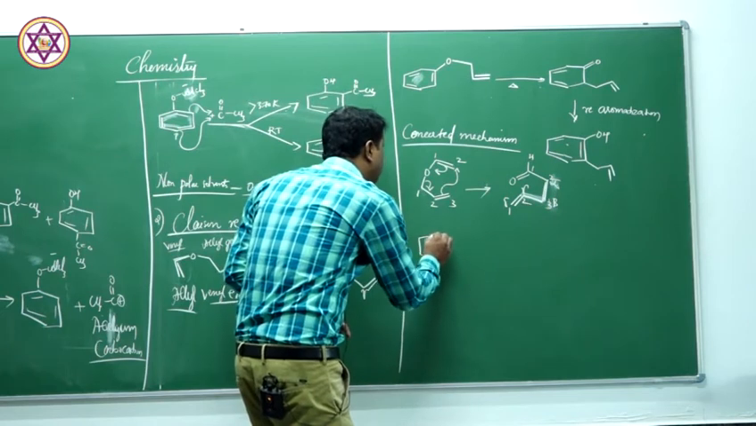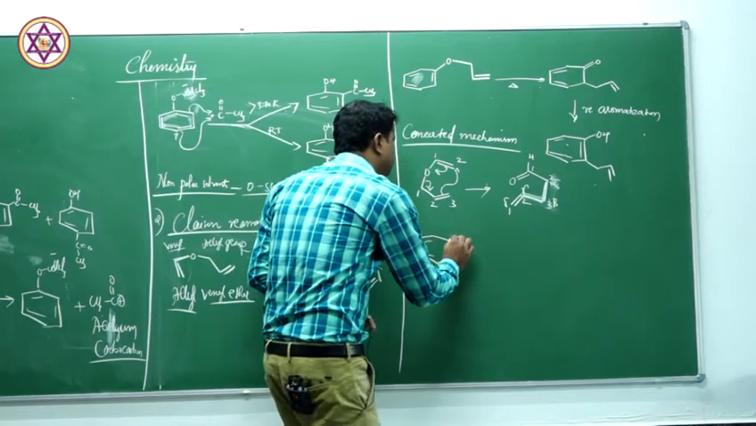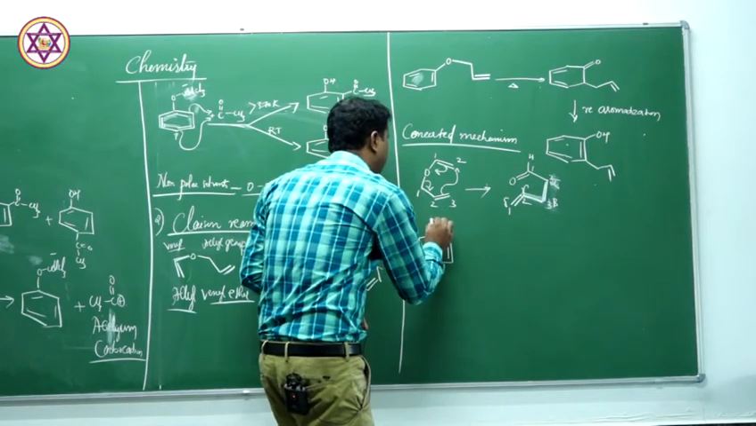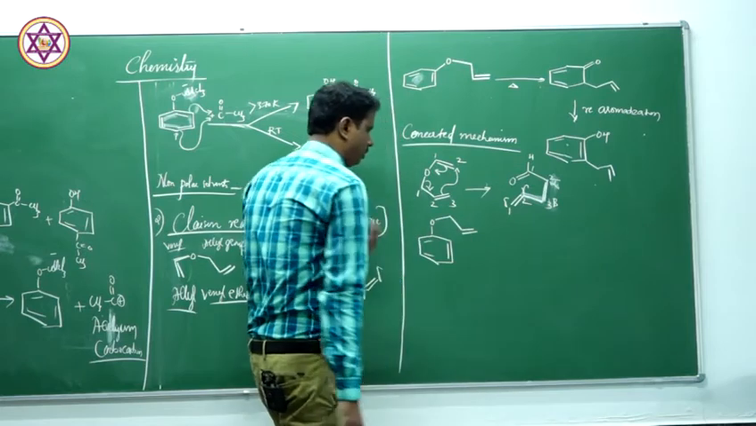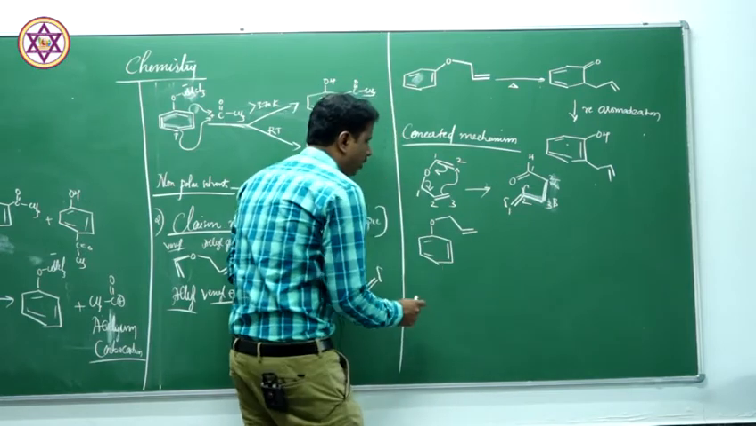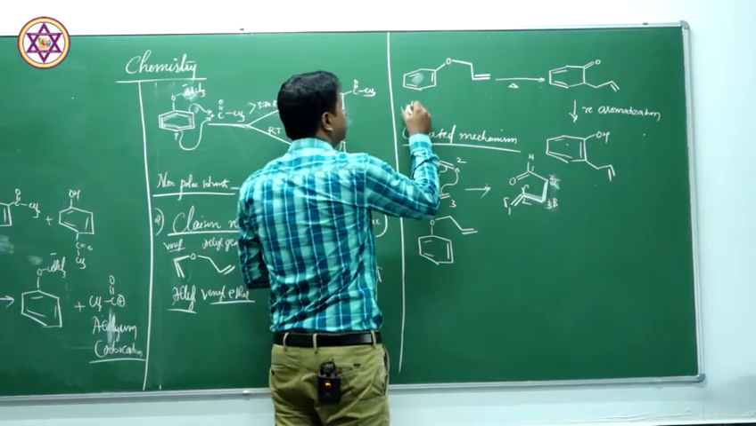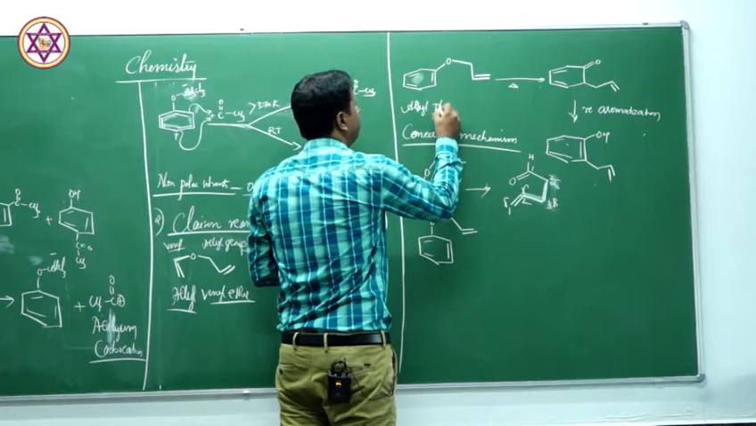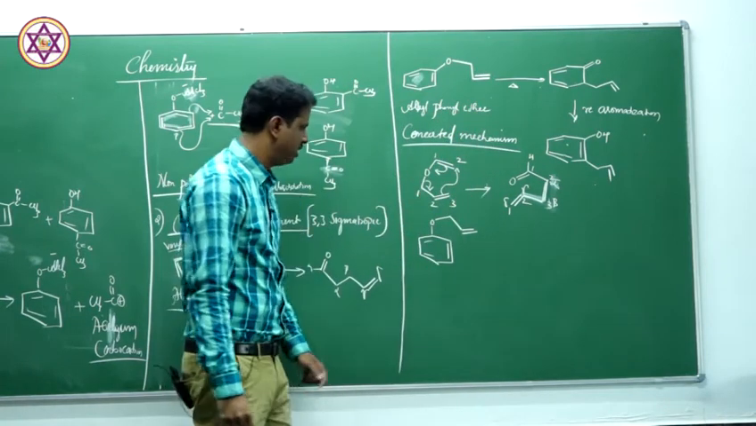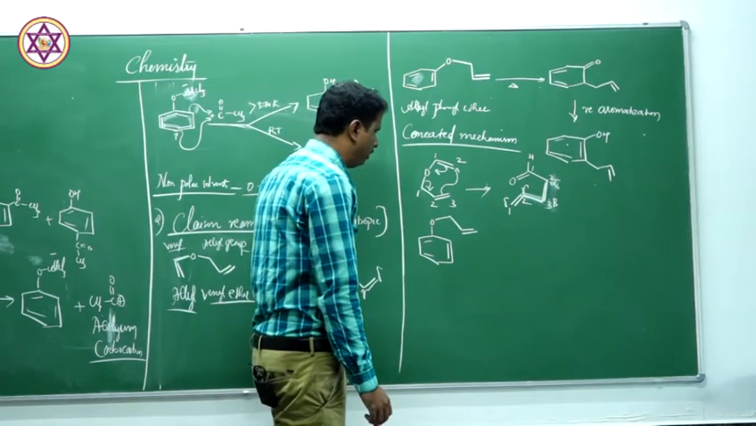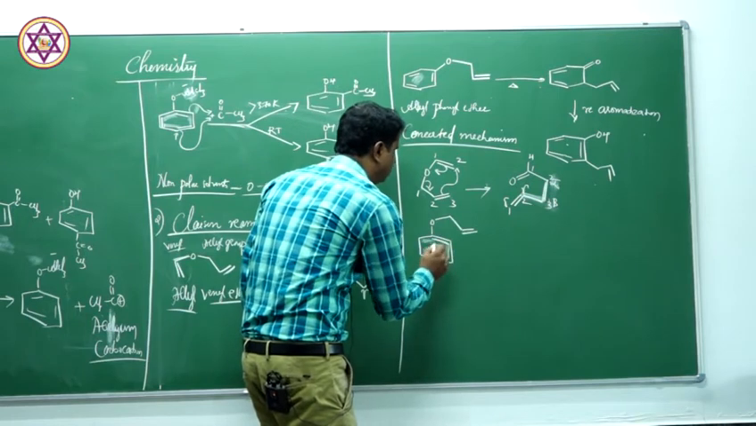I'll write it here. You need to concentrate. See, we'll write O. Okay, I'll write it like this. Now we have allyl phenyl ether. This is allyl phenyl ether. Now write allyl phenyl ether. Look carefully what is happening. I'll write it like this.